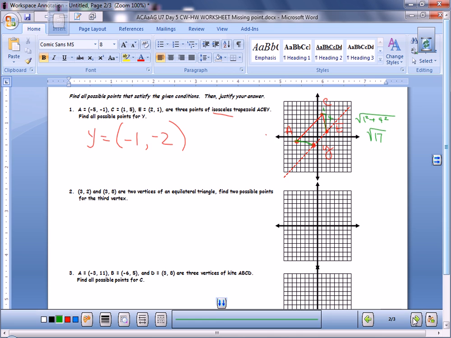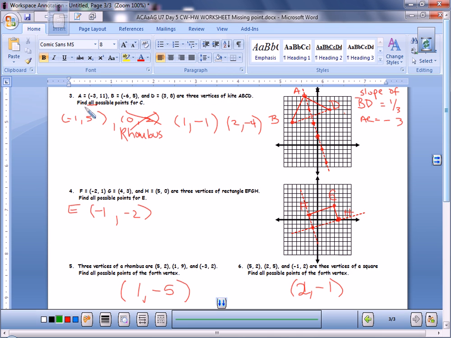All right. Let's take a look at number 3. Now, I've got to change these directions because if I ask you to find all possible points, there are an infinite number of points. And so I'm going to change it to 2, and we'll just go with any of these today.